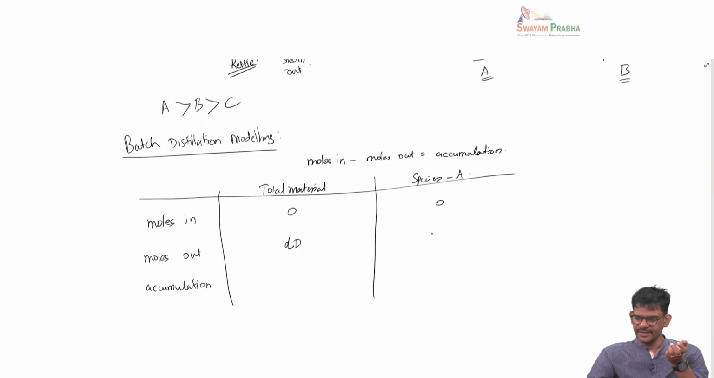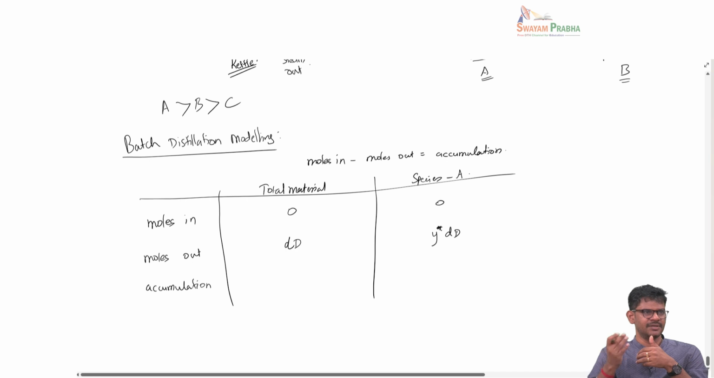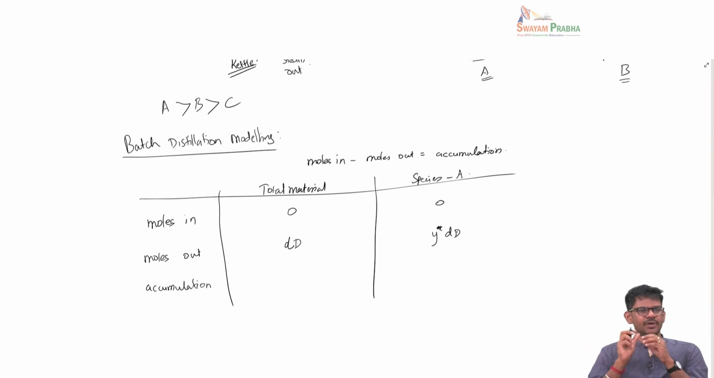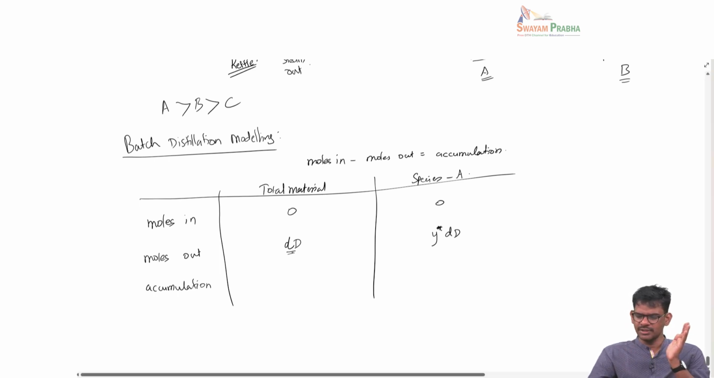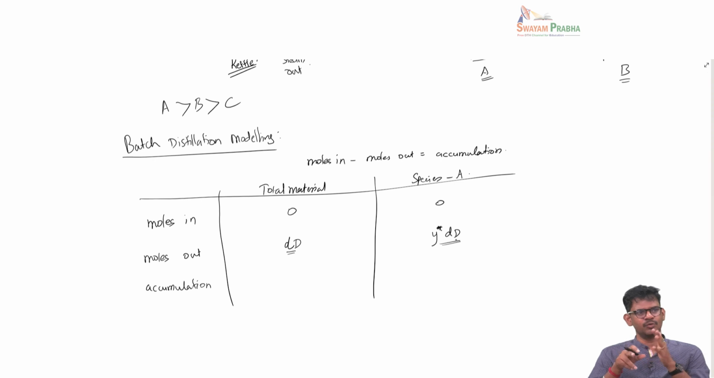So we will say the amount of species that is removed from the system because we are collecting the vapor would be Y star times dD. Y star is the equilibrium mole fraction of the vapor corresponding to the dew point. dD is the number of moles of vapor we created, so this dD is a total mole. Y star times dD would be the total moles of A in the vapor. 1 minus Y star times dD would be the corresponding species B.